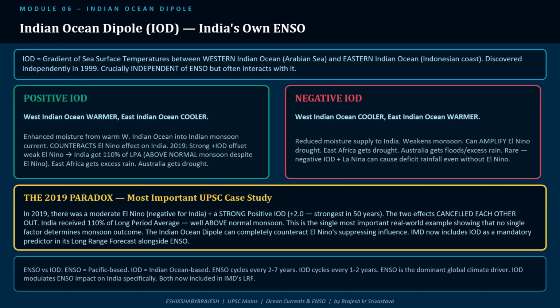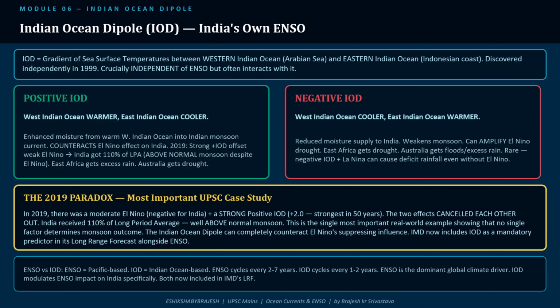What does this teach us? It teaches us that the Indian monsoon is not determined by any single factor. It is determined by the combined weighted effect of multiple climate signals: ENSO, IOD, MJO, snow cover, and others. A strong enough positive IOD can completely neutralize a moderate El Nino. This is why monsoon prediction is so difficult, and why IMD's forecasting models have become increasingly sophisticated.